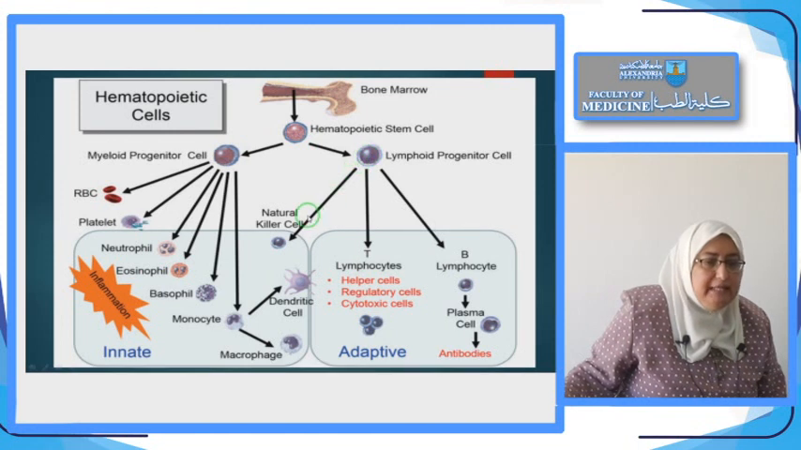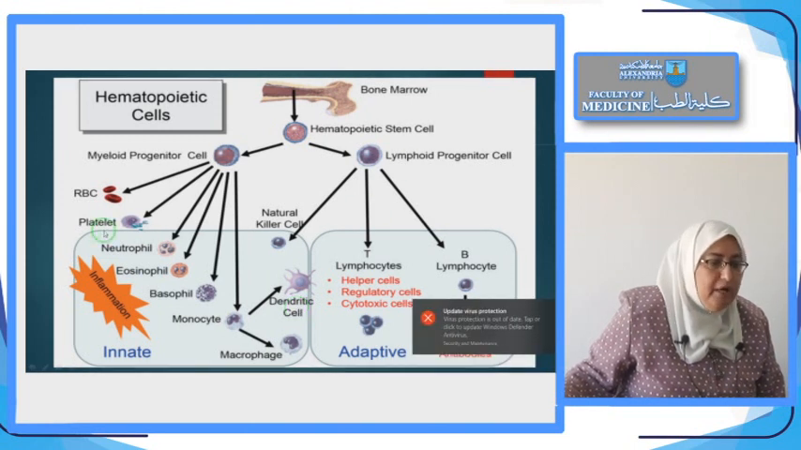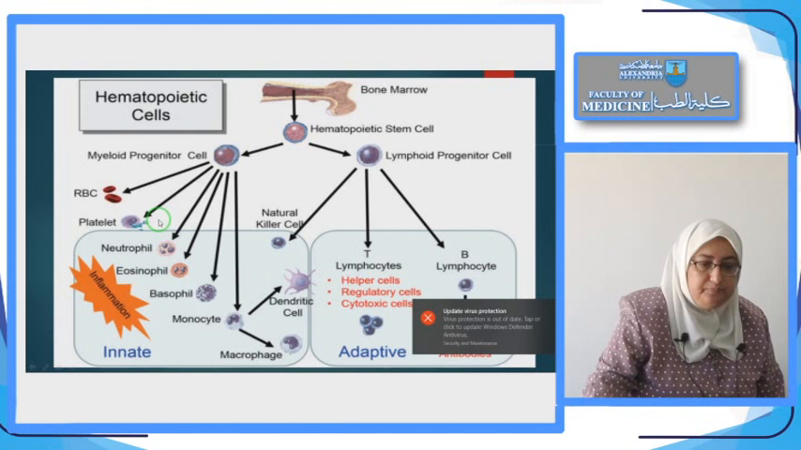The third lymphoid cell, natural killer, plays a role in innate immunity. The myeloid progenitor includes RBCs, platelets, neutrophil, eosinophil, basophil, which play a role in innate immunity causing inflammation. Monocytes, circulating monocytes, differentiate into tissue-fixed macrophage and dendritic cell. This part is adaptive and this part is innate immunity.